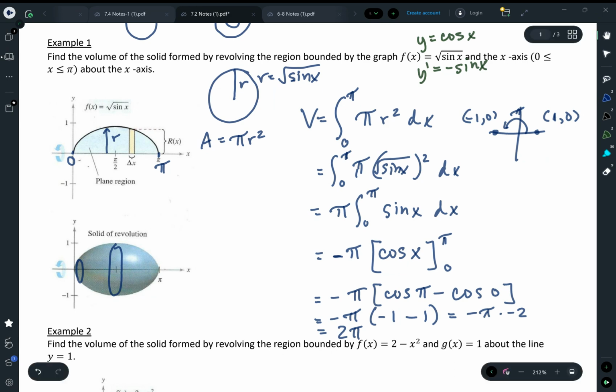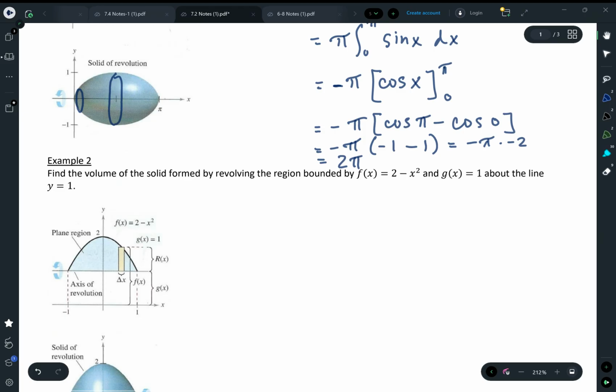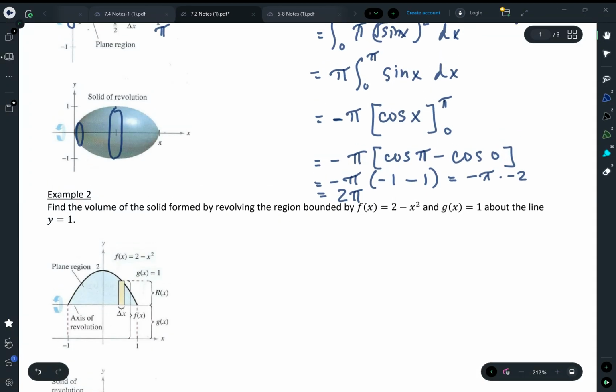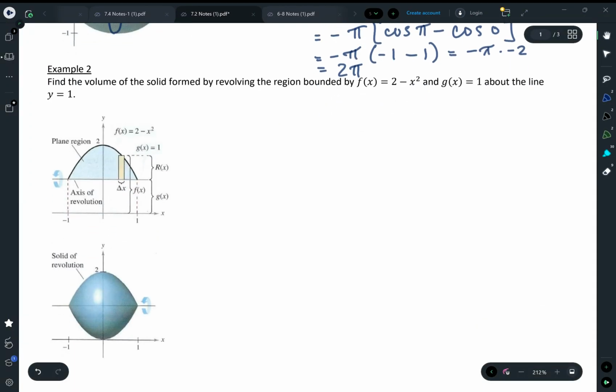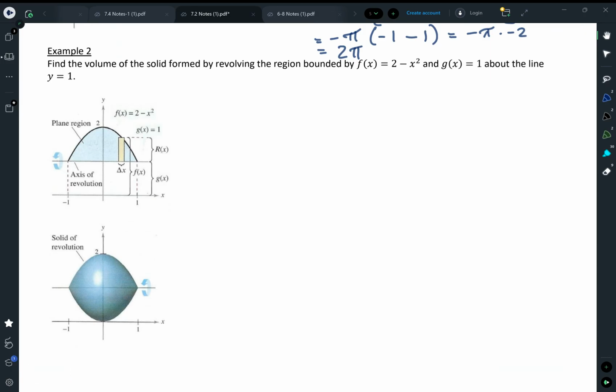Let's go and look at a second one. This one's going to be a little bit trickier. They're all a little bit trickier, right? So we start out like this is not bad, and then we're going to look at something that's more difficult. So now we're looking at revolving something not around the x-axis.